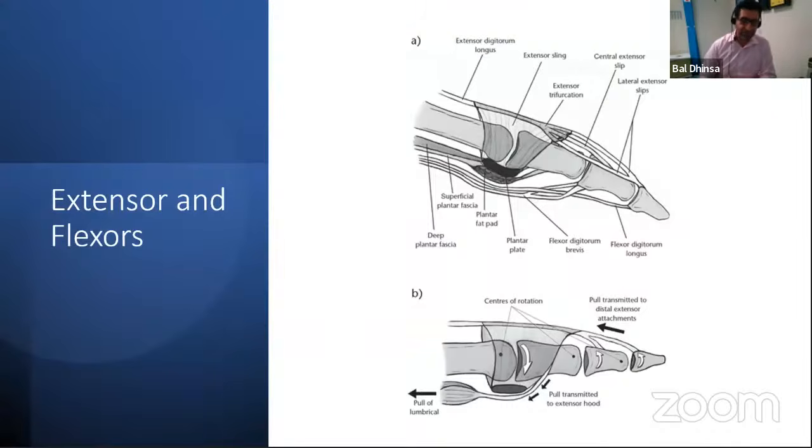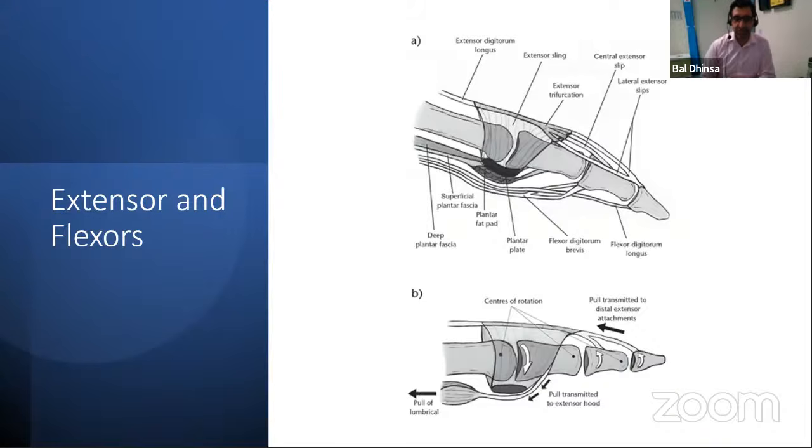So we're just going to go back over the anatomy of the foot, so that when we discuss the management, it becomes a bit clearer. When we look at the extensor mechanism, it is really the extensor digitorum longus. As it passes over the metatarsophalangeal joint, it trifurcates, and you get a central slip which goes into the intermediate phalanx, and you have the lateral slips which go into the distal phalanx.